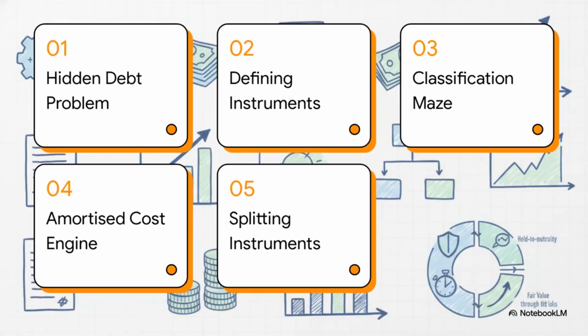If you're feeling a little overwhelmed by the sheer volume of these standards, don't worry. We've got a really logical plan today to conquer this beast. We're going to cover the hidden debt problem, defining financial instruments, the classification maze, the amortized cost engine, and finally, splitting compound instruments. Let's get right into it.